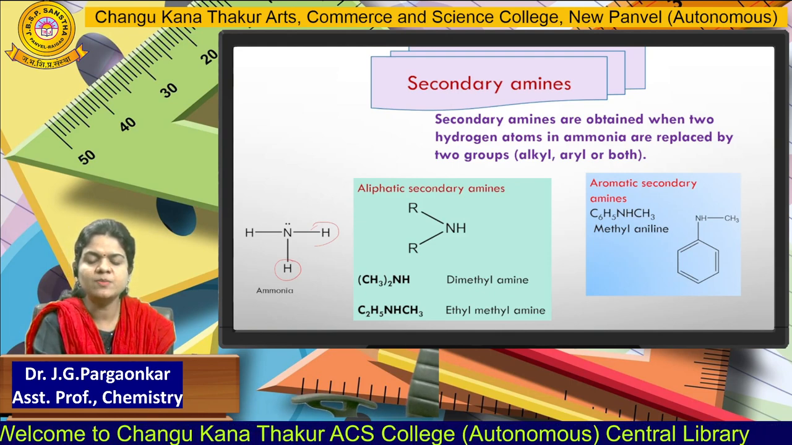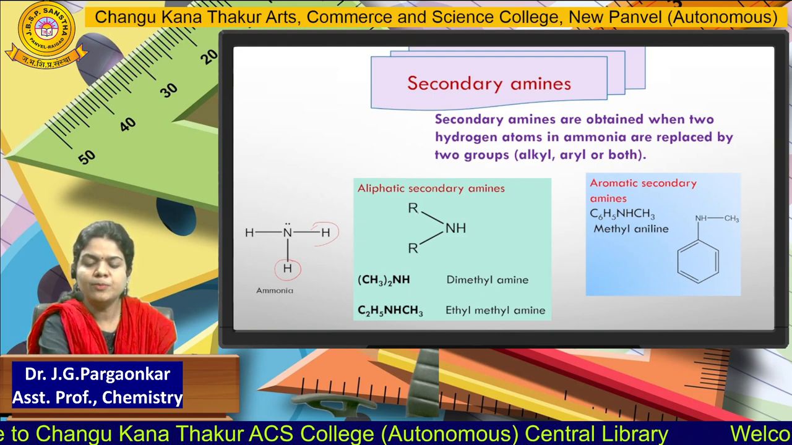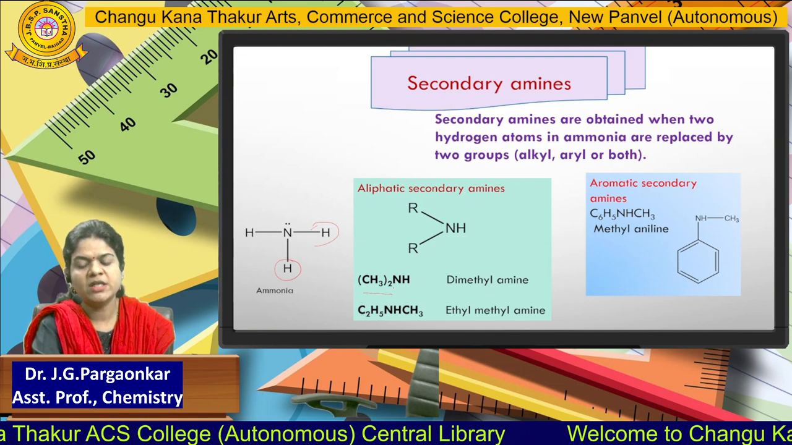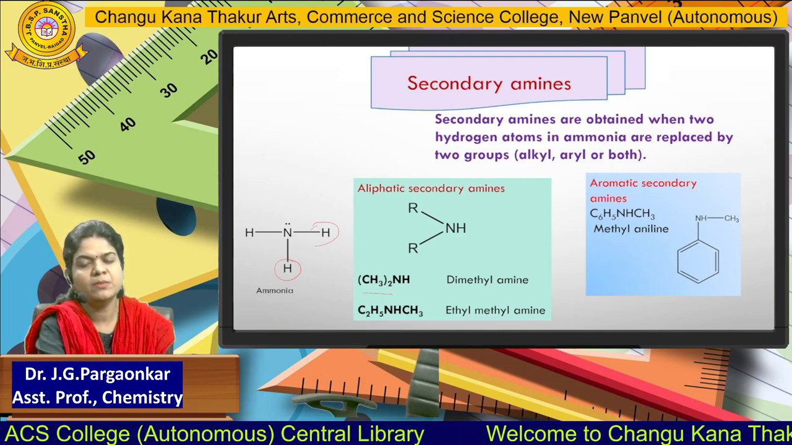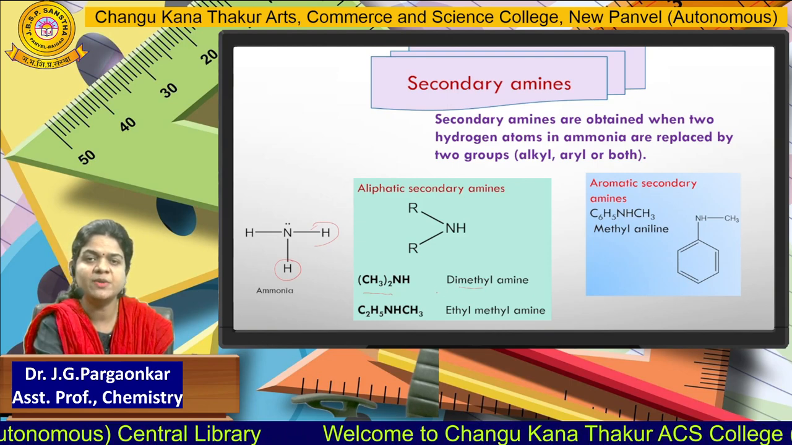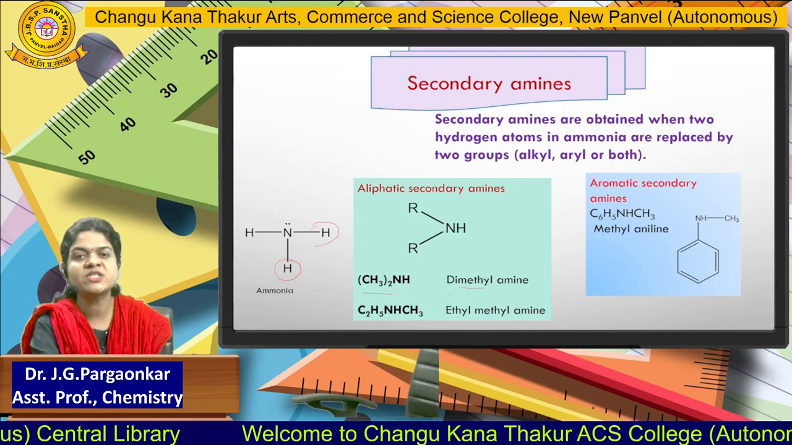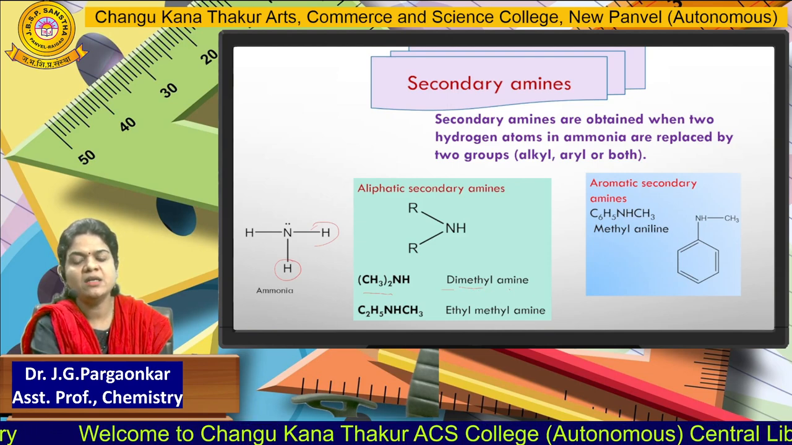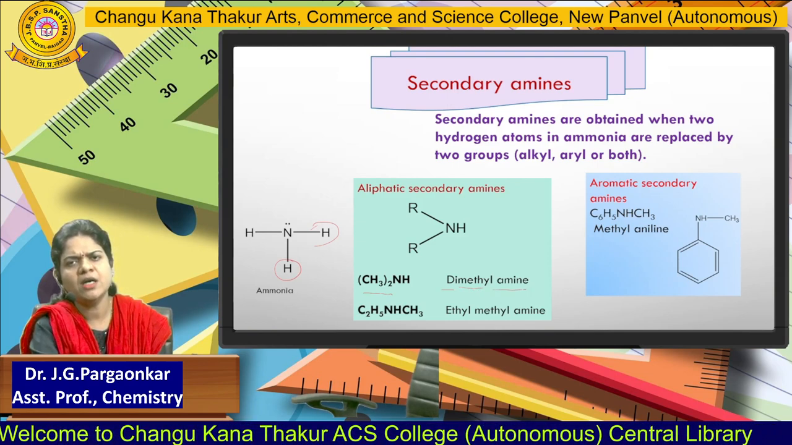What are the examples for this? If both these are methyl groups, then its name will be methyl, but the prefix will be di, because two methyl groups stand for di. So, the name will be dimethyl and the ending will be amine.